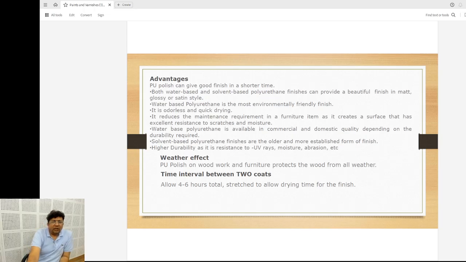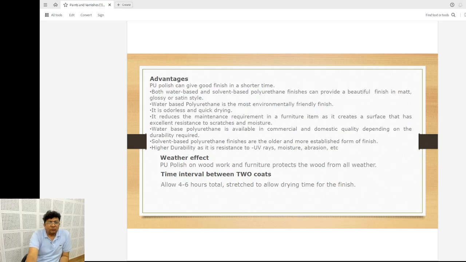Then there are so many advantages of using PU polish. Let us go one by one. PU polish can give a good finish in a shorter time. The process is slightly shorter, and also in a short time it gives a good finish. But the only disadvantage is that PU polish is slightly expensive than the melamine or the spirit polish.